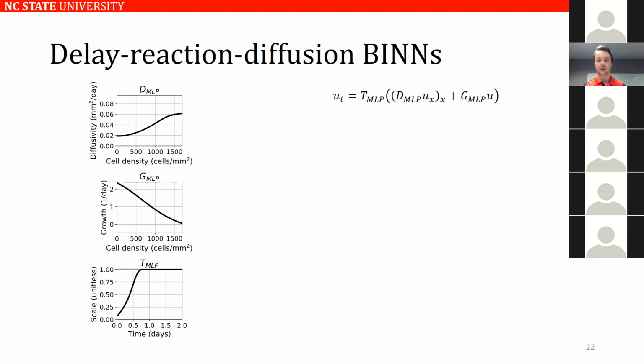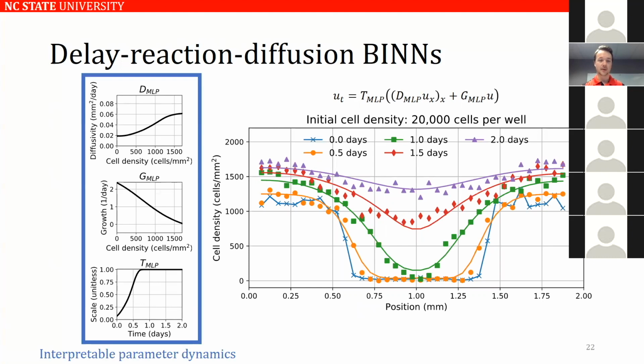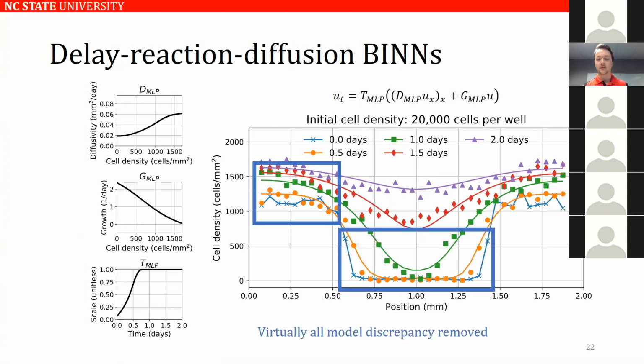And when you take these three neural networks and forward solve the PDE, you can see that, all right, interpretable, we just covered that, virtually all of the model discrepancy here is removed. So in particular with this first time point at 12 hours or 0.5 days, this orange curve now fits the actual dynamics very accurately, including with later time points as well.